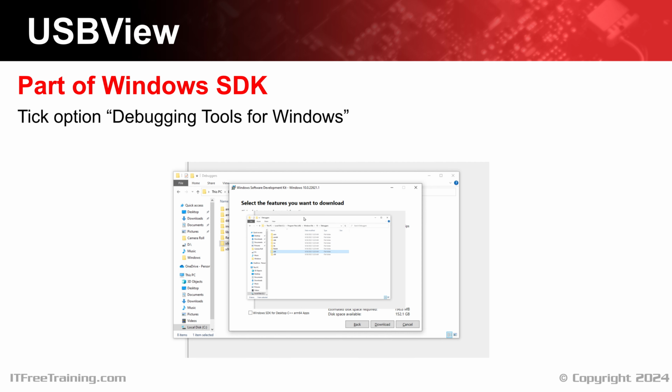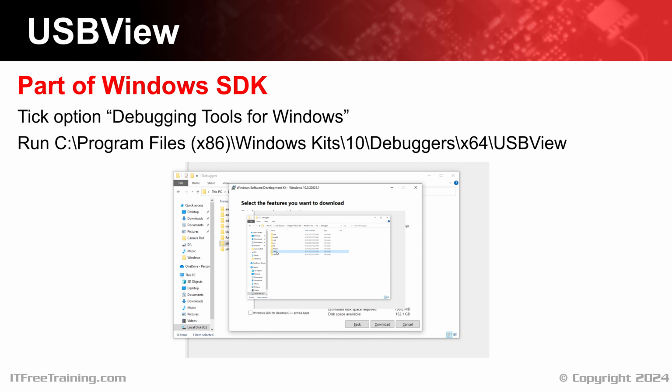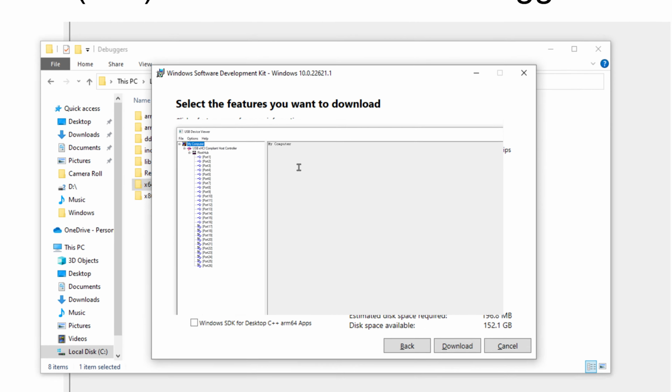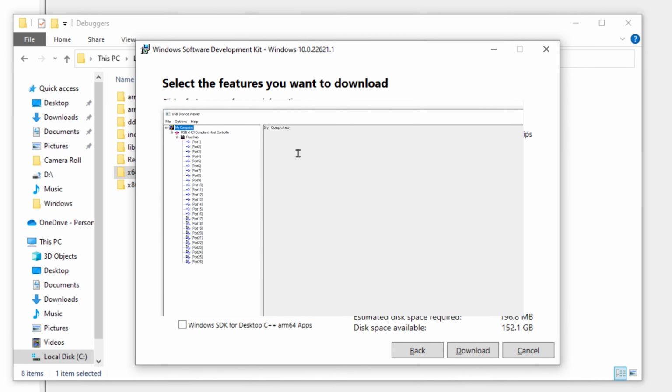Once Windows SDK is installed, go to the Debugging folder. Next, go to the folder for your architecture. In the case of my computer, it'll be x64. Once in this folder, run the program USB View. USB View allows you to see the controllers, the root hub, the ports, and any other USB hub or devices connected. In the case of this computer, there's one USB controller in the computer.